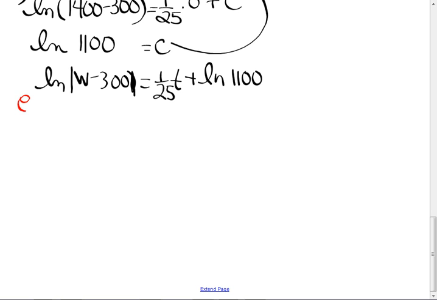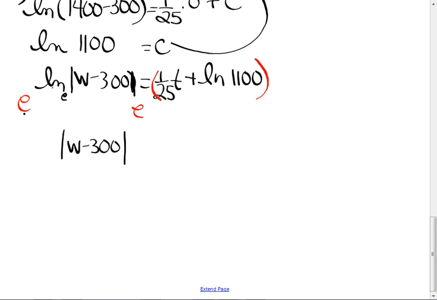E. E to that side and e to this side. Don't say you're going to shortcut it by distributing because it's wrong. Yes, it's e to this equals e to that. Well, you could do it this way. You could say this base here is e. E to this whole side is equal to w minus 300. These cancel each other out, so I get this.